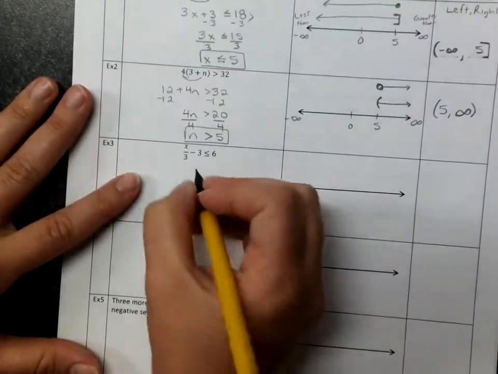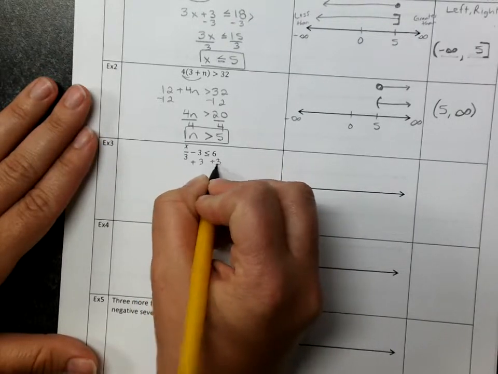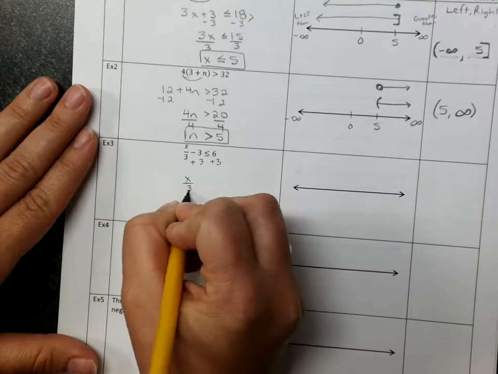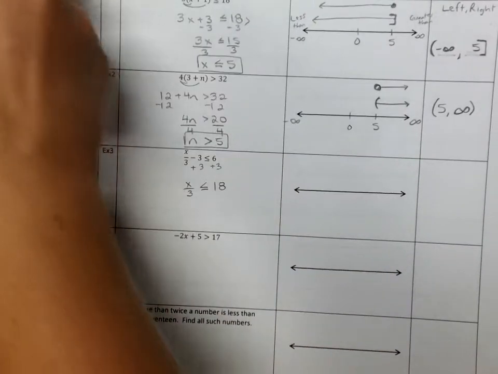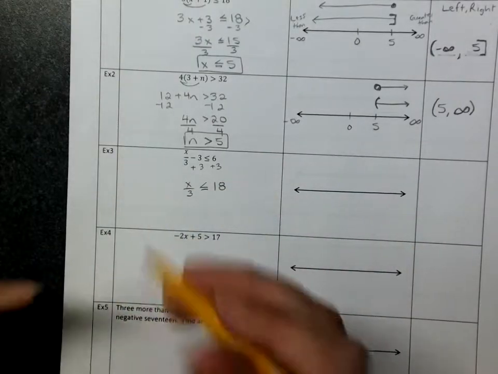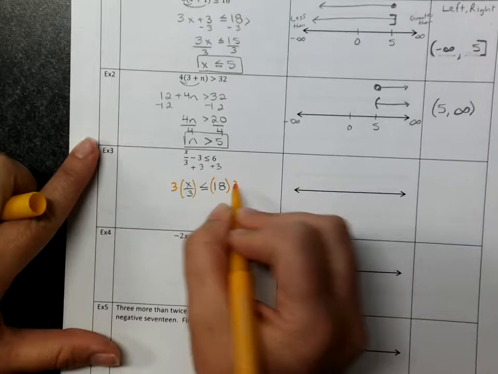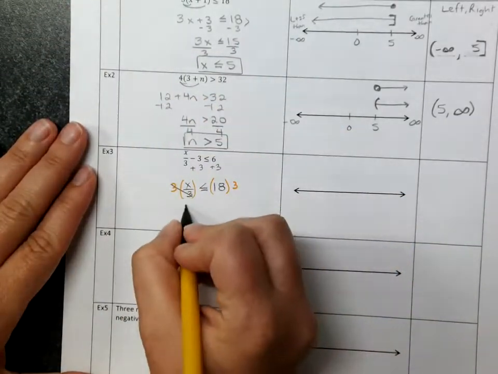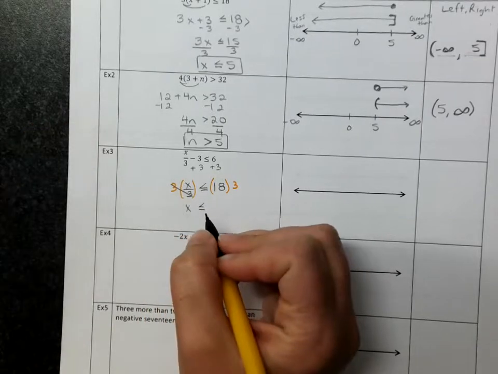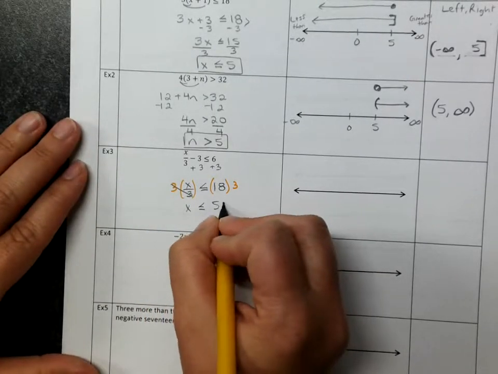Let's look at example 3. We're going to solve this just like an equation. I'm going to go ahead and add 3 to both sides. x over 3 is less than or equal to 18. From here, again, different things you can do. I'm going to multiply both sides by 3. And what that does is cancel out that denominator of 3. And I get x is less than or equal to whatever 18 times 3 is, 54.